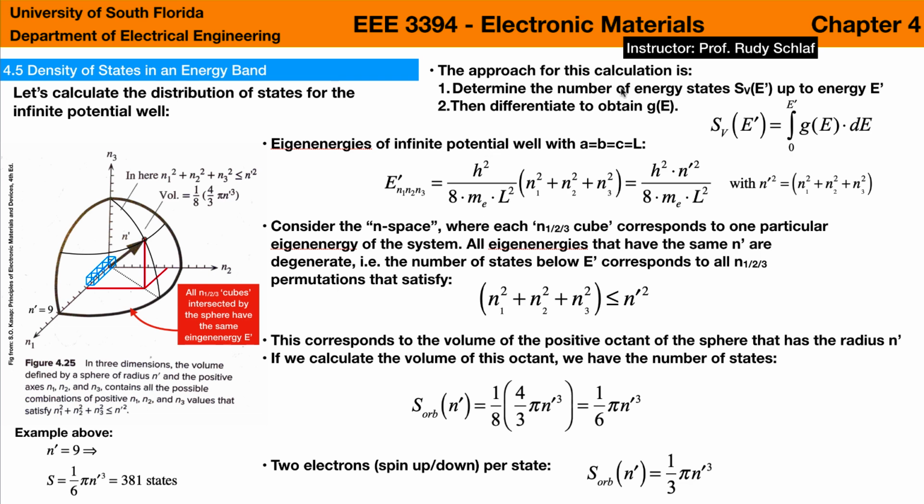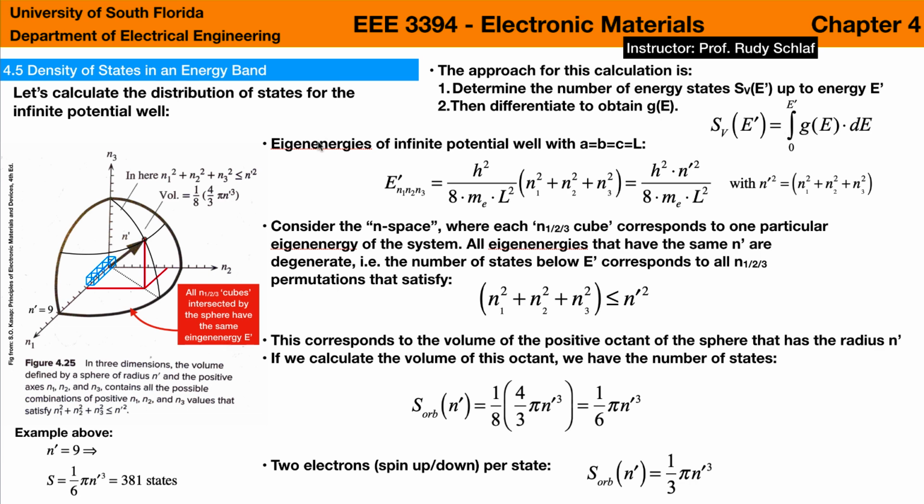So the approach for this calculation is that first we need to determine the number of energy states up to this energy E prime. So that means we need to find a way to calculate this integral. And then once we have the integral, we differentiate it in energy and get g of E.